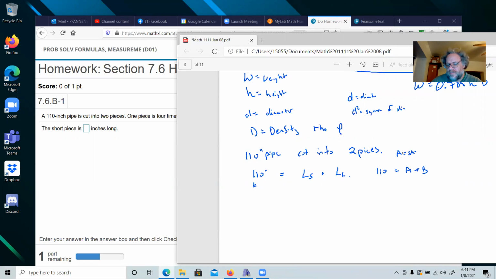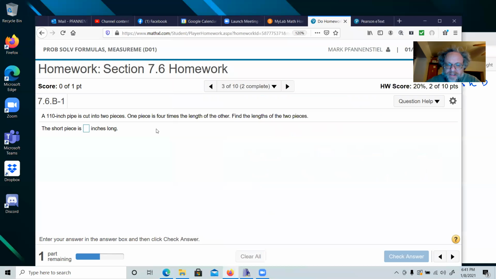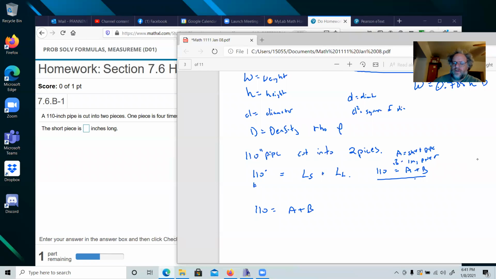A equals short pipe. B is equal to long pipe. As long as you organize it somehow, it's fine. There's no right answer for which one of these you should choose. So I'm going to go ahead and choose A and B. And then we have to say something like this: one piece is 4 times the length of the other piece. All right, so one piece is 4 times the length of the little piece.